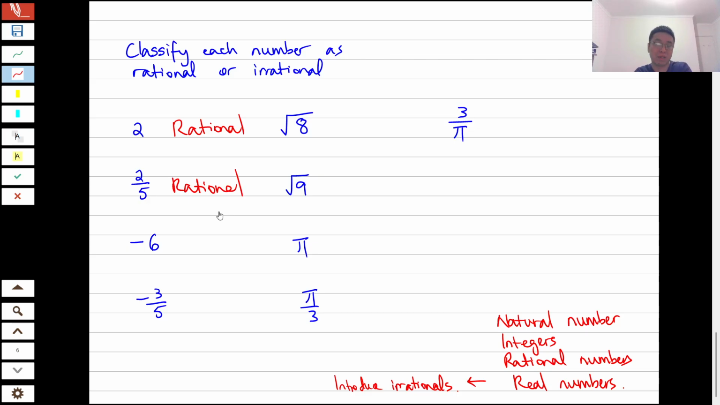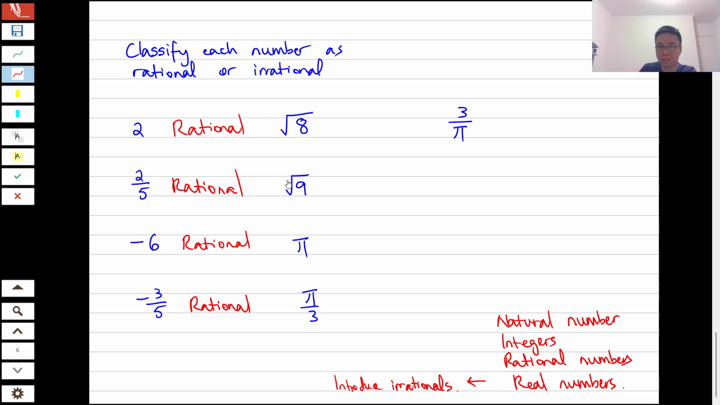Now, if the number is negative, does it still count as rational? The answer is yes, because a rational number involves a fraction of 2 integers. Integers can be negative. So -6 is rational. -3/5 is also rational. Think of -3 as the first integer, and 5 as the second integer, and those 2 integers in a fraction.